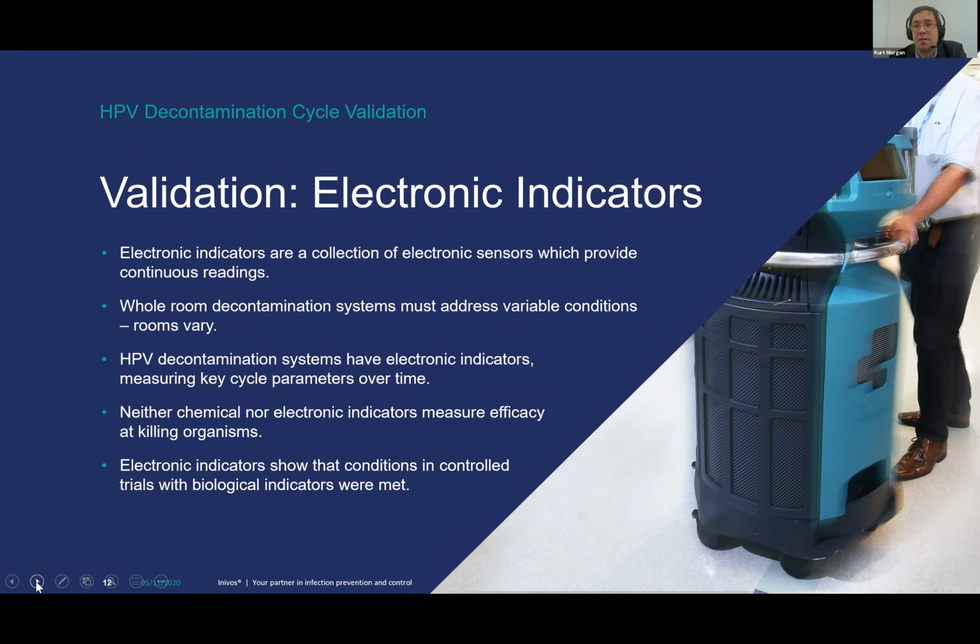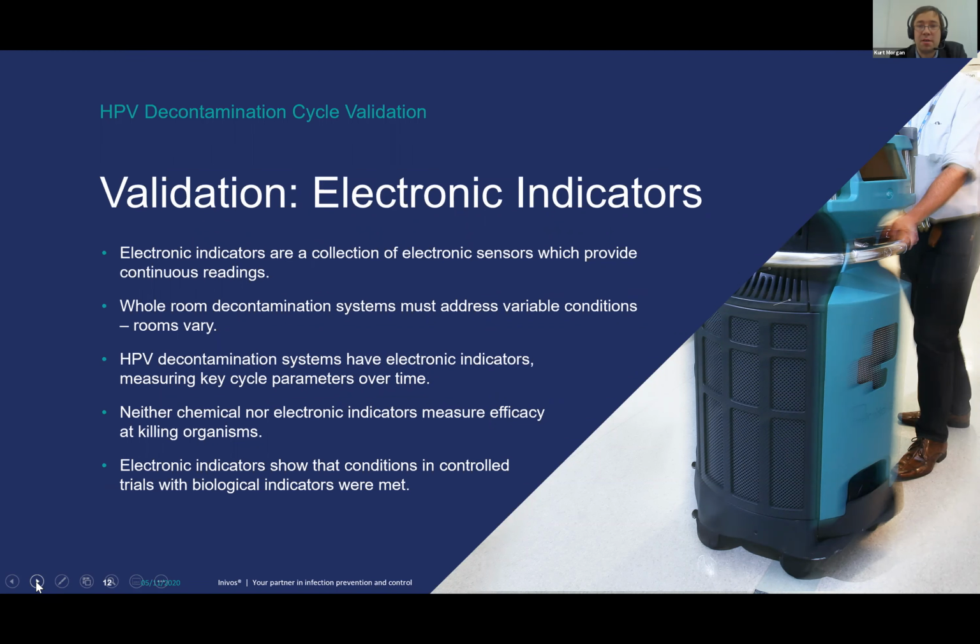They measure the key cycle parameters, the relative saturation, ppm, humidity, temperature, over time. Systems react to conditions to maintain these cycle parameters, and the electronic indicators show that the required conditions for efficacy were met for the required time. To be clear, the electronic indicators can't measure efficacy at killing organisms either, but they can show that the conditions from controlled trials with biological indicators were met very precisely.